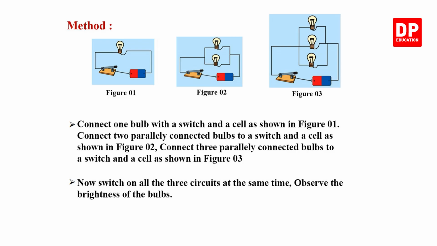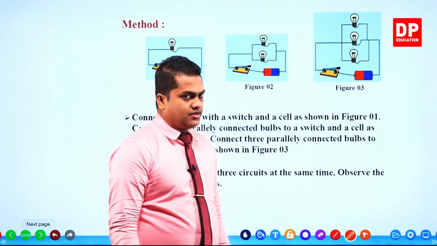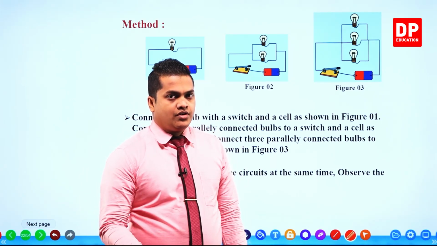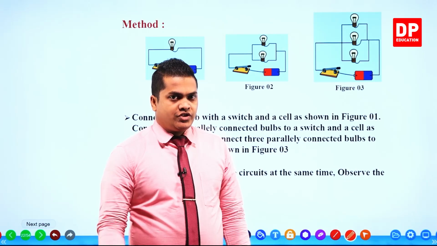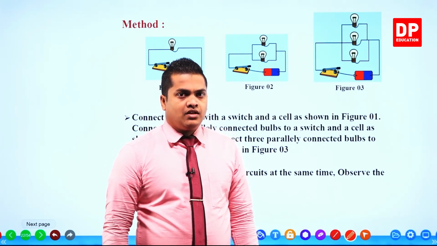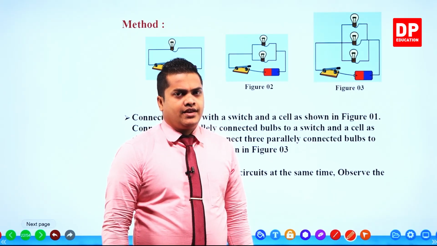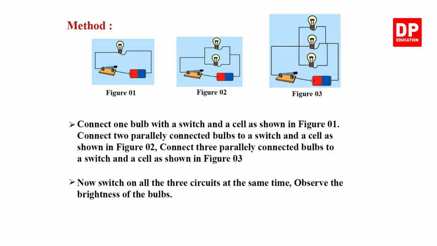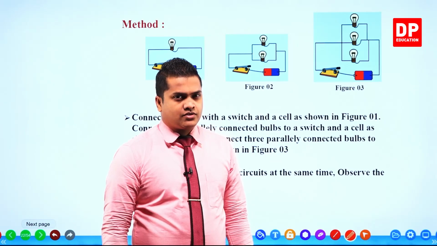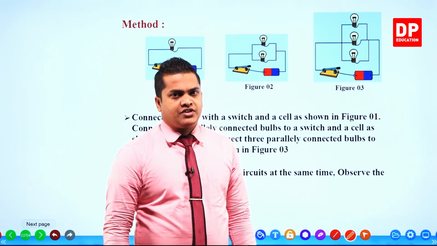Observe the brightness of the bulbs. Then we have to prepare these three circuits. After that, you have to turn on each of the switches and observe the brightness of the bulbs. What happens with the brightness? Right then, my dear children, once again let's head to the lab and conduct the activity, and let's see what's going to happen with the brightness if the bulb system is parallel to each other.